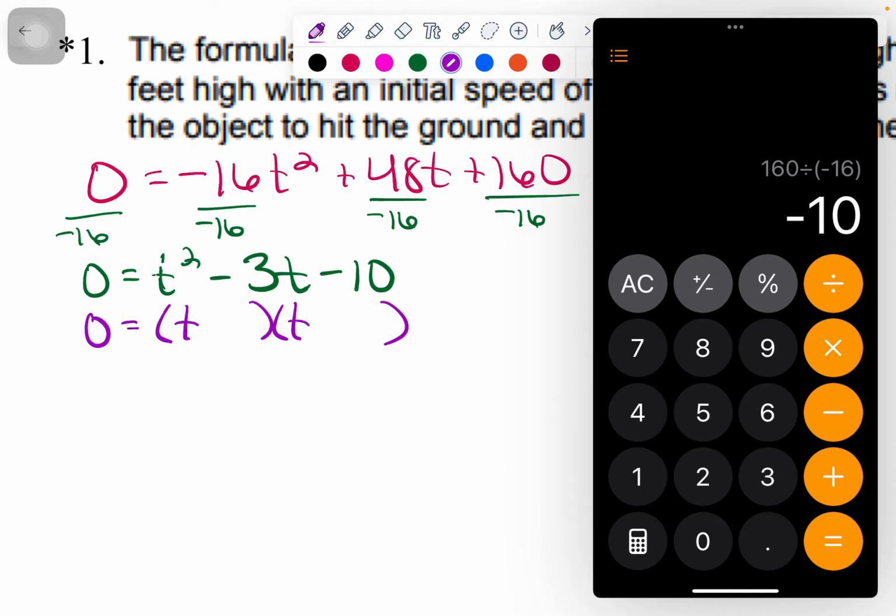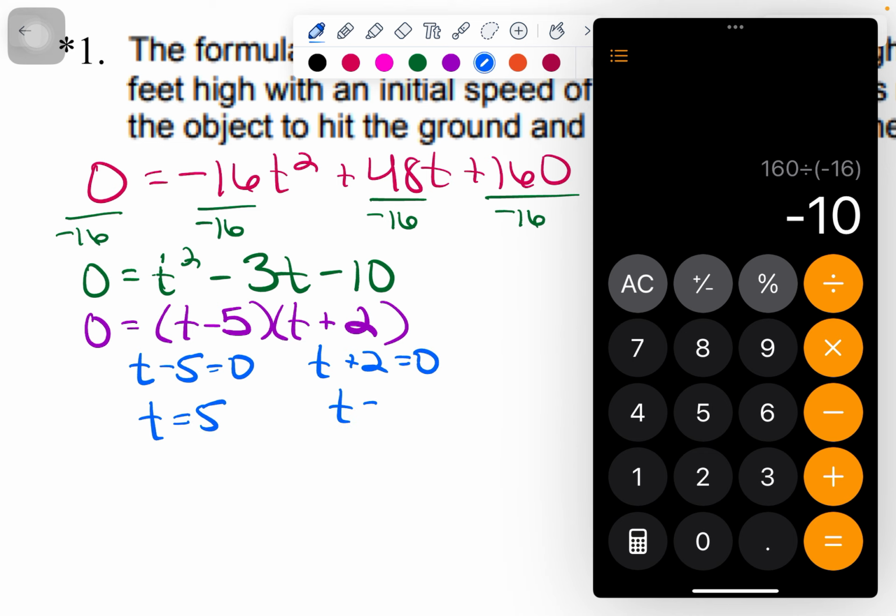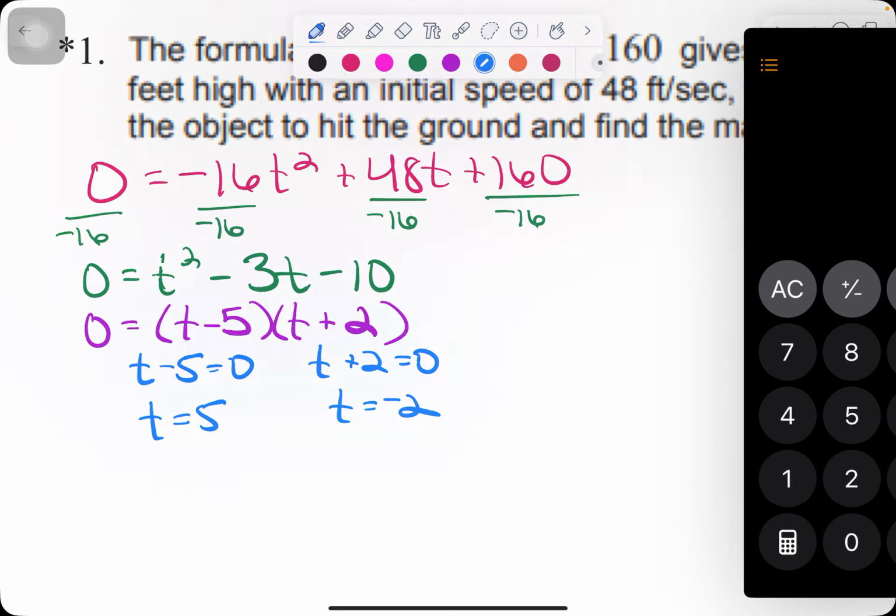So what multiplies to negative 10 and adds up to negative 3? I'm liking 5 and 2 for that. If I make the 5 negative, let's see. Negative 5 times 2 is negative 10. Negative 5 plus 2 is negative 3. Those are the right factors then. And then I'm going to take each factor and, of course, set it equal to 0. And so I'm going to get t is equal to 5 and t is equal to negative 2. Let me make that calculator disappear.